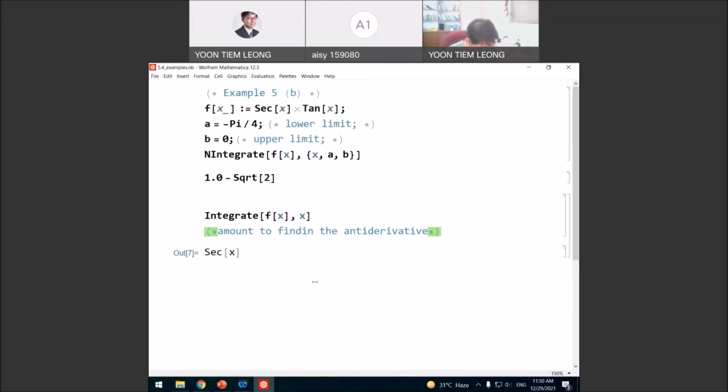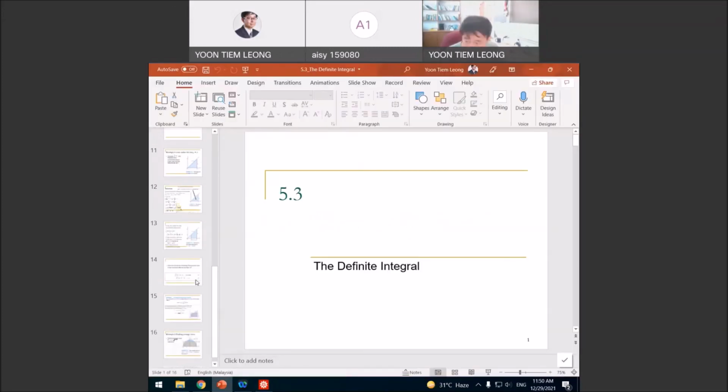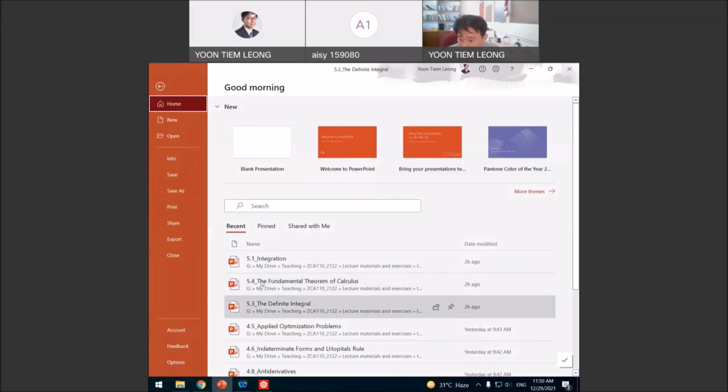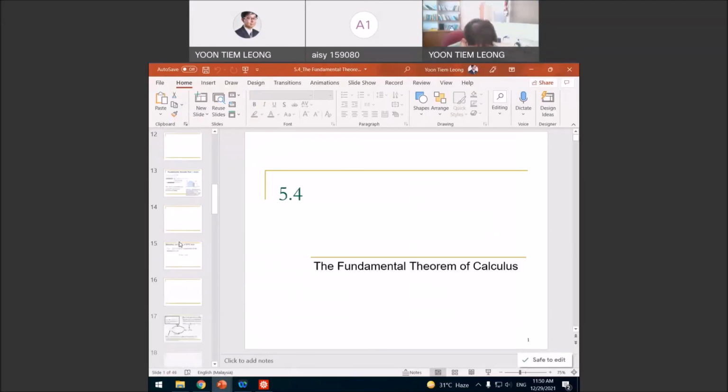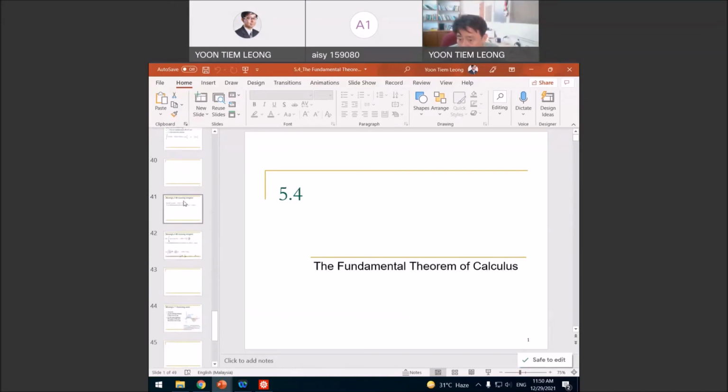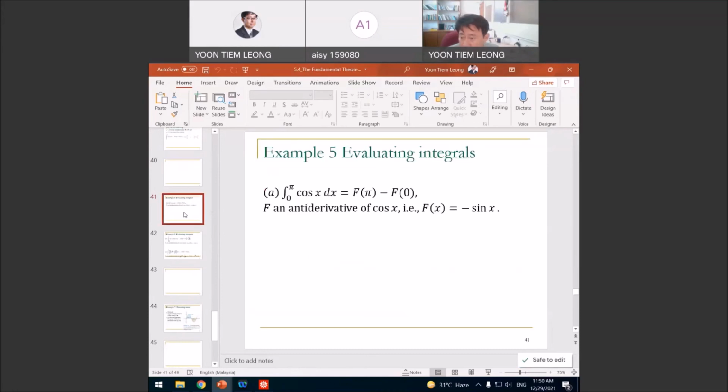So maybe now let me go back to example C. Let me open my part 4. The part 4 which we are going to continue to talk about is example C. So let me go to example C. So here is example C. Okay, so this is wrong. I have to change this.